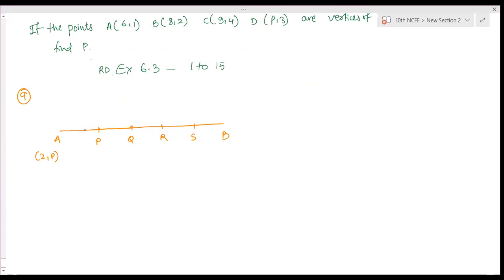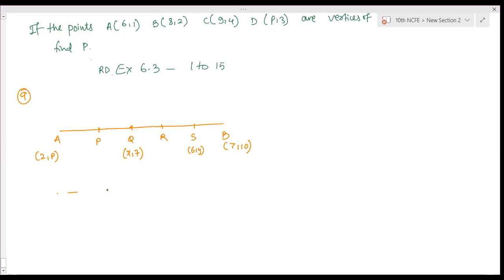B is 7, 10. P we don't know. Q is X comma 7. R we don't know. S is 6 comma Y. So we have to calculate X, Y, P values. Fine. So here P is the Y coordinate, Q's Y coordinate is known, and B's Y coordinate is known.